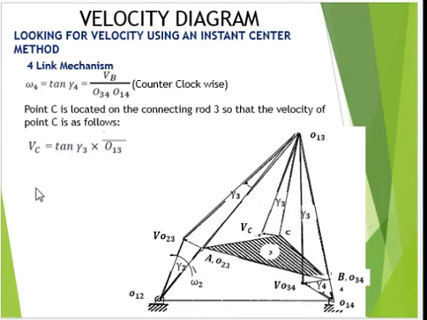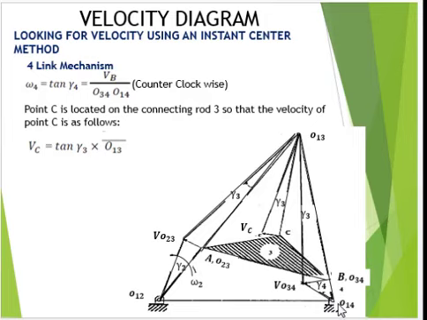After that, we can take omega 4 for this position, equal to tangent gamma 4, or equal to this velocity divided by the radius. So tangent gamma 4 equals VB divided by O34 O14. This is the radius for omega 4.